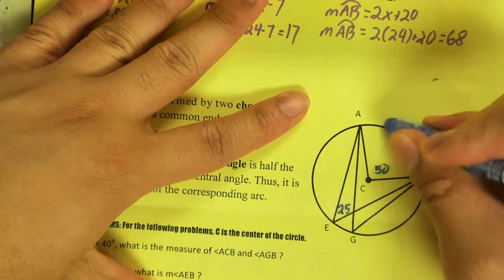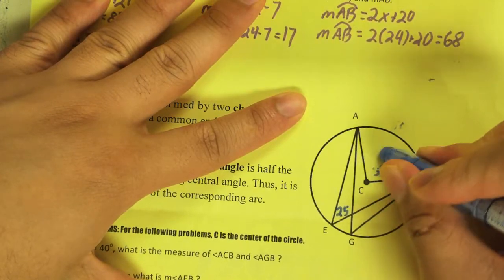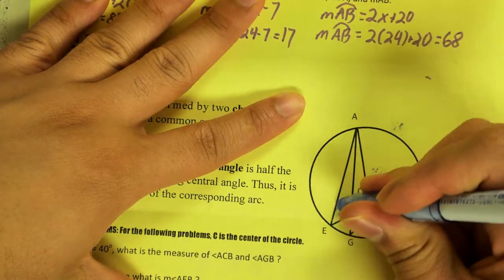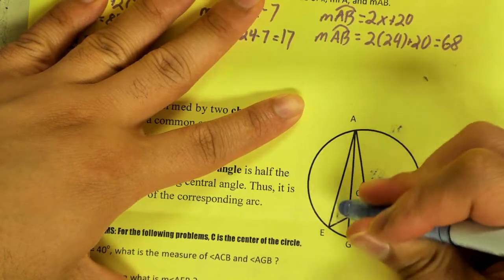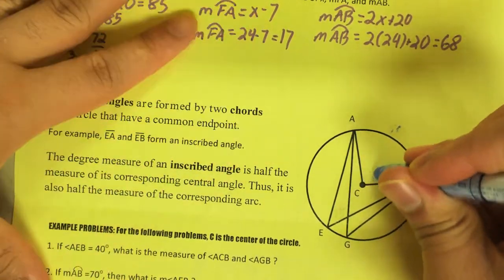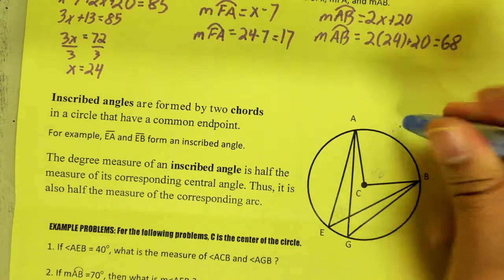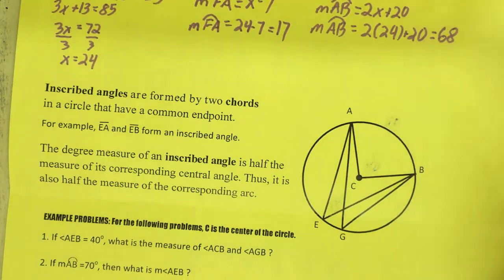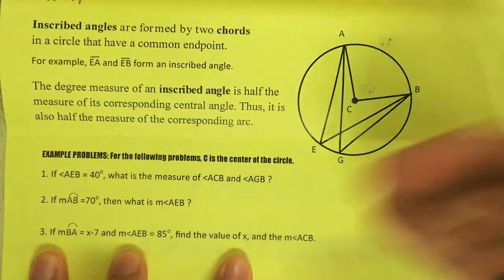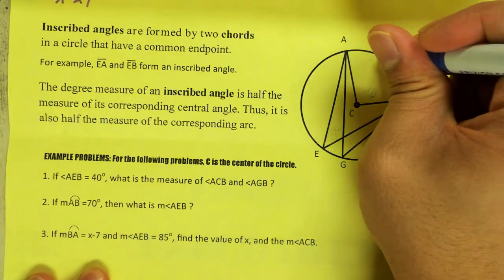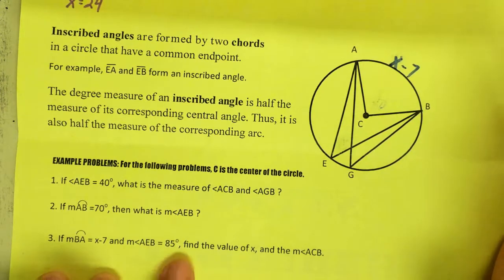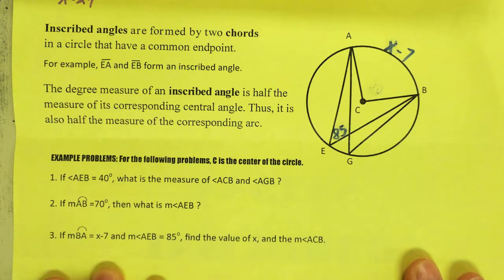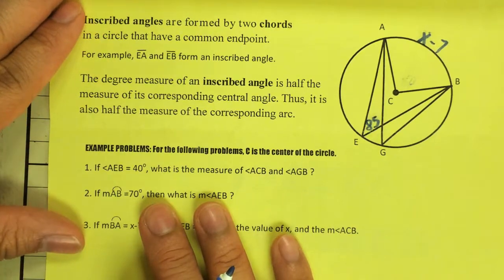With that said, let's take a look at example number 3 and figure out what's going on over here. If measure of arc BA equals x minus 7, and measure of angle AEB equals 85, solve for x. Arc BA over here is x minus 7. Angle AEB in here is 85 degrees. So there's two ways to go about this. Let me write both equations in.